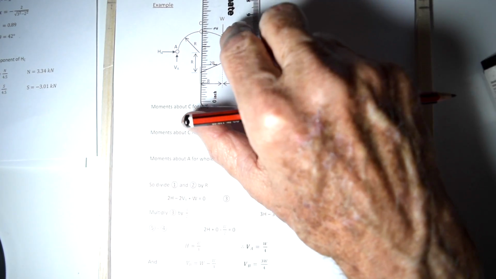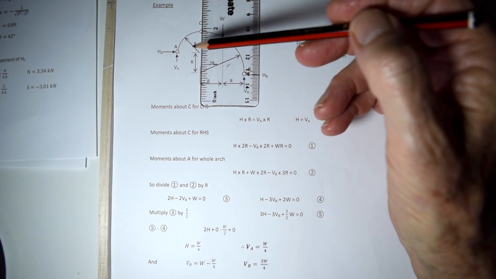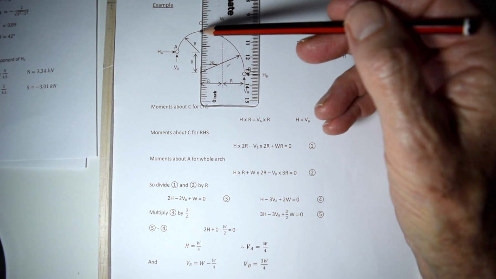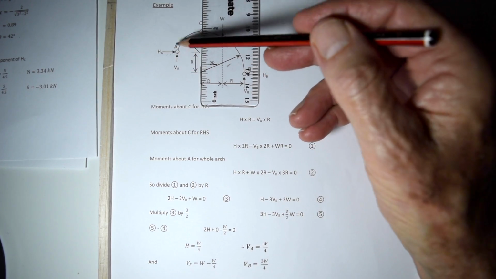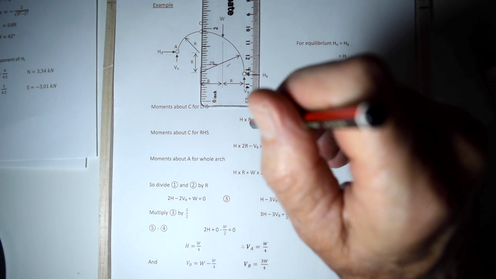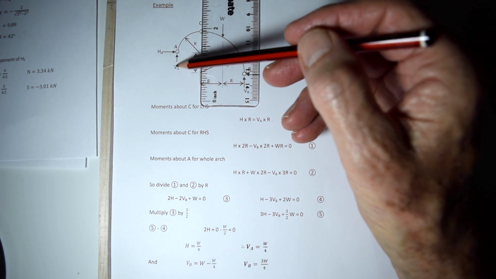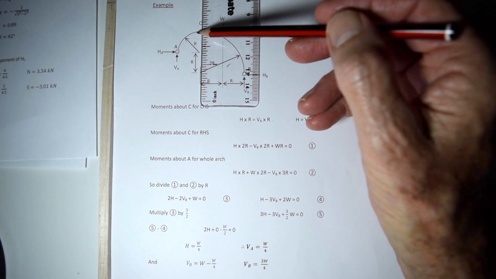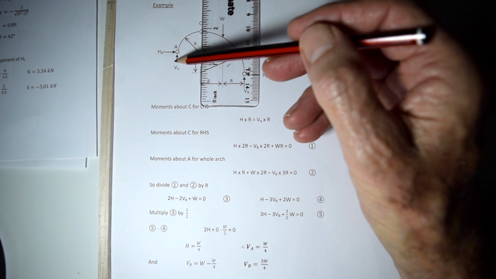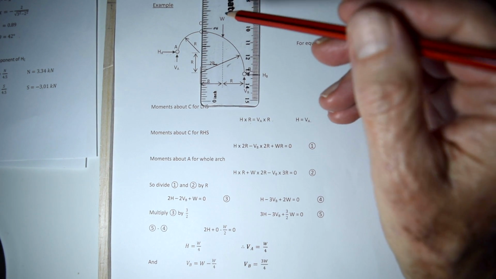About C for the left-hand side, blanking off the right-hand side. And we have H times R equals VA times R. It doesn't matter which way around they are, because at the end the R's cancel out and you're left with H equals VA. So the horizontal force there equals vertical force, and you'll find that with these arches where there's no load on a particular section of the arch like that, the horizontal thrust always equals the vertical force. So we've proven that in the first case by taking moments about C.